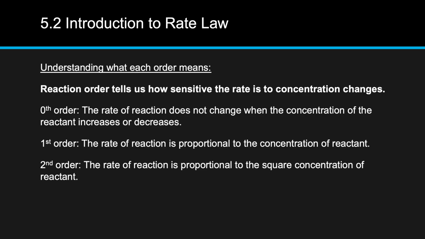In a first order reaction, the rate is directly proportional to the reactant concentration, meaning if the concentration of that reactant doubles, then the rate is also going to double. In a second order reaction, the rate depends on the square of the reactant concentration. So if we were to double the concentration, then we are going to quadruple the rate. If we increase the concentration by a factor of 3, then we're going to increase the rate by a factor of 9. So it's just the square of whatever you do to concentration.